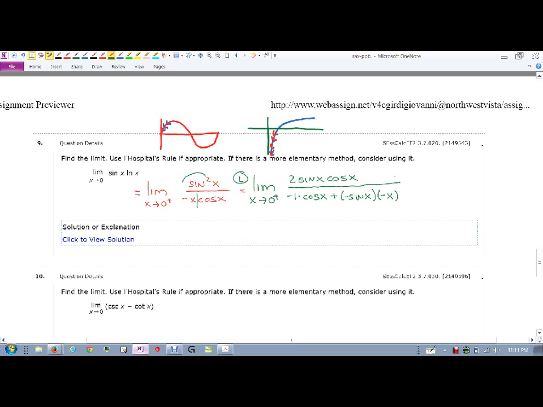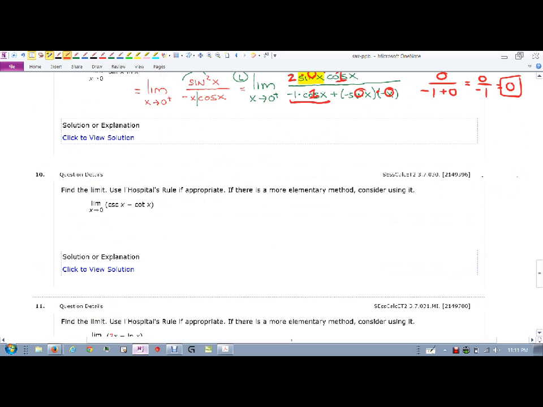And now if I let x go to 0, this becomes 0, and then I have 2 times 1, right? This is 2. This becomes a 1 if x is 0, and then that becomes 0. So multiply them, you get 0 on top. And then these two together, remember cosine of 0 is 1, you get negative 1, and then plus, over here sine of 0 is 0, then times 0, so you get 0. But that's just 0 over negative 1, which gives you 0. So we get the same answer. Okay, find the limit.